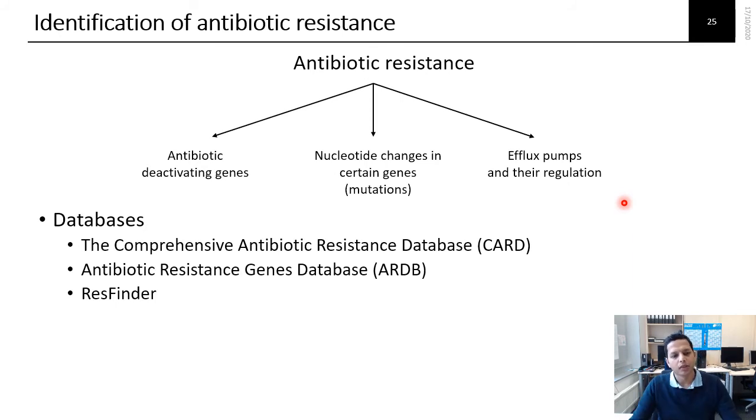Now there are several databases, maintained by different research groups, that catalog antibiotic resistance genes and mutations. If you have a whole genome sequence, by using tools such as BLAST, or other tools, you can identify whether your isolate has antibiotic resistance genes or not, or whether it has a mutation responsible for resistance. Using these tools, one can predict the antibiotic sensitivity and resistance profile of a given isolate.